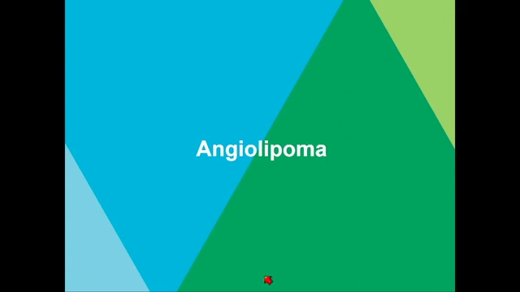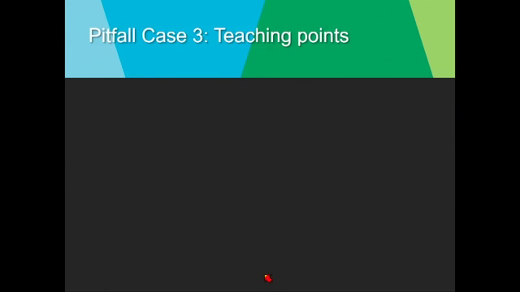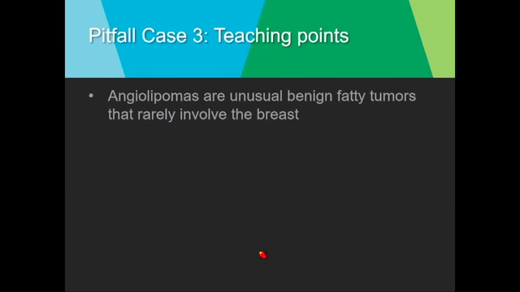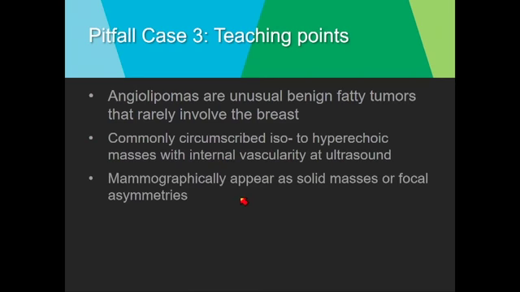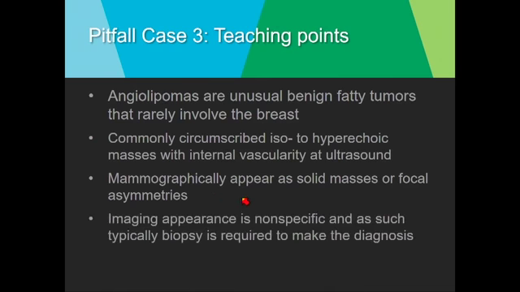So this was biopsied, and it was an angiolipoma. So these are unusual benign tumors that occasionally can be seen in the breast. They're usually circumscribed iso to hyperechoic masses relative to the fat with internal vascularity. They can be visible mammographically and appear as a solid mass or focal asymmetry. And the imaging appearance is nonspecific, and usually biopsy is required, especially if they're presenting with a palpable mass or a new finding.